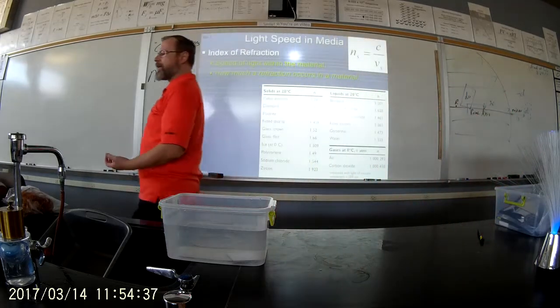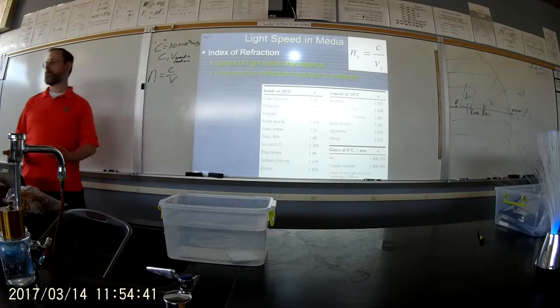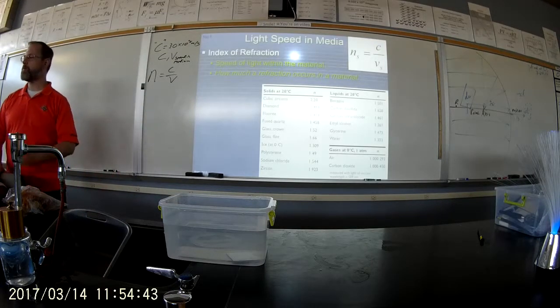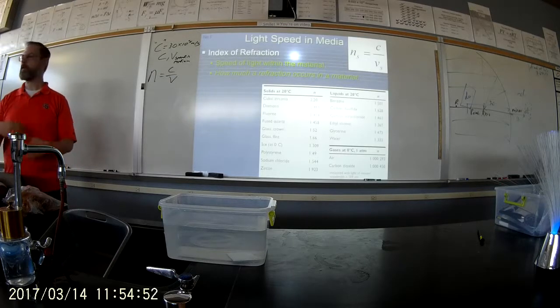So you might think of index of refraction as our rating of the speed of the material. If you have an index of refraction of 1, full speed. Index of refraction of 2, half speed. Index of refraction of 3, third speed. And so on.